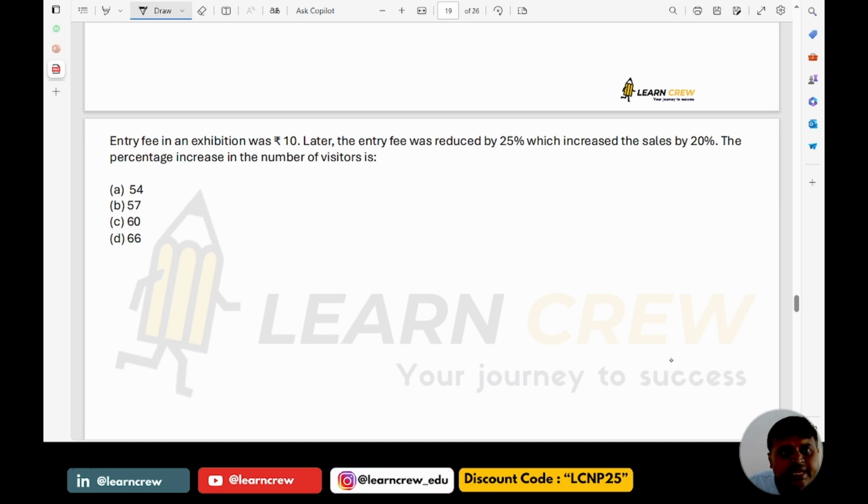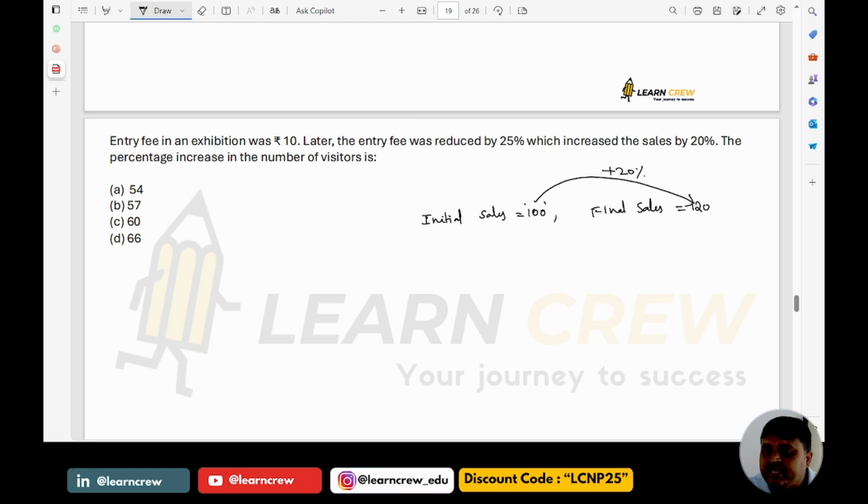Next. Entry fee in an examination is how much? 10 rupees. Later, the entry fee was reduced by 25%, which increased the sales by 20%. So the initial sales, let it be 100. Then after the increase, the final sales is 120. This is what is given. It is increased by 20%.